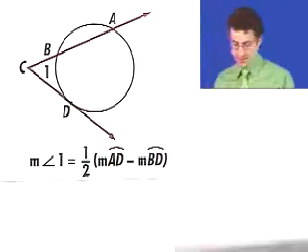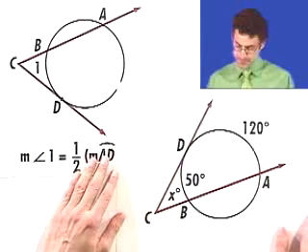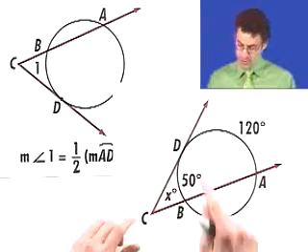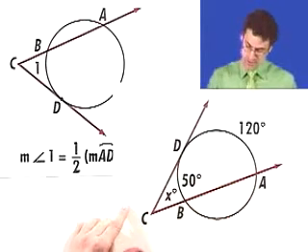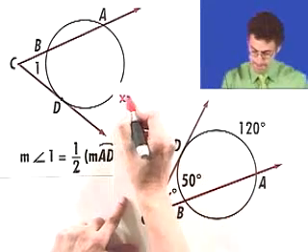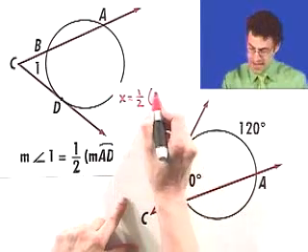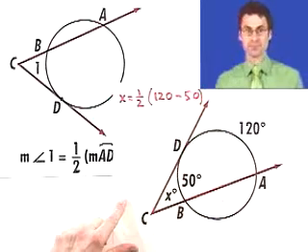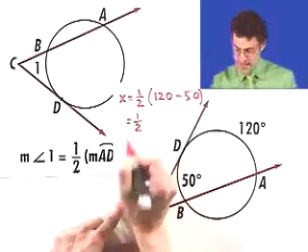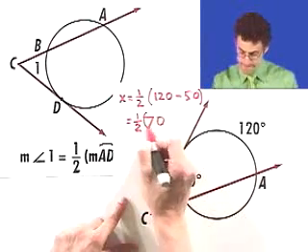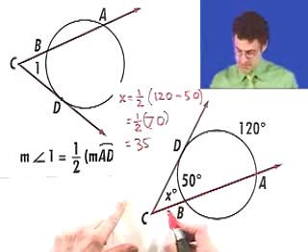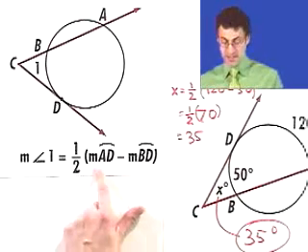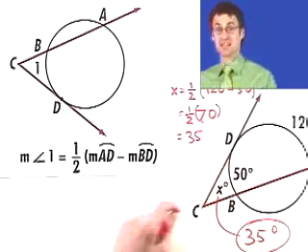Let's take a look at an example together. For example here, our mission is to find the value of x. So find the measure of that angle. How do I do that? Well, I know the outer arc is 120. I know the inner arc is 50. And so x is going to equal 1/2 the measure of the outer arc, 120, minus the measure of the inner arc, which is 50. And so what does that equal? Well, that equals 1/2 of 70, which equals 35. And so this angle right here is 35 degrees. So you can see how easy it is to actually use this formula once you realize exactly its significance.